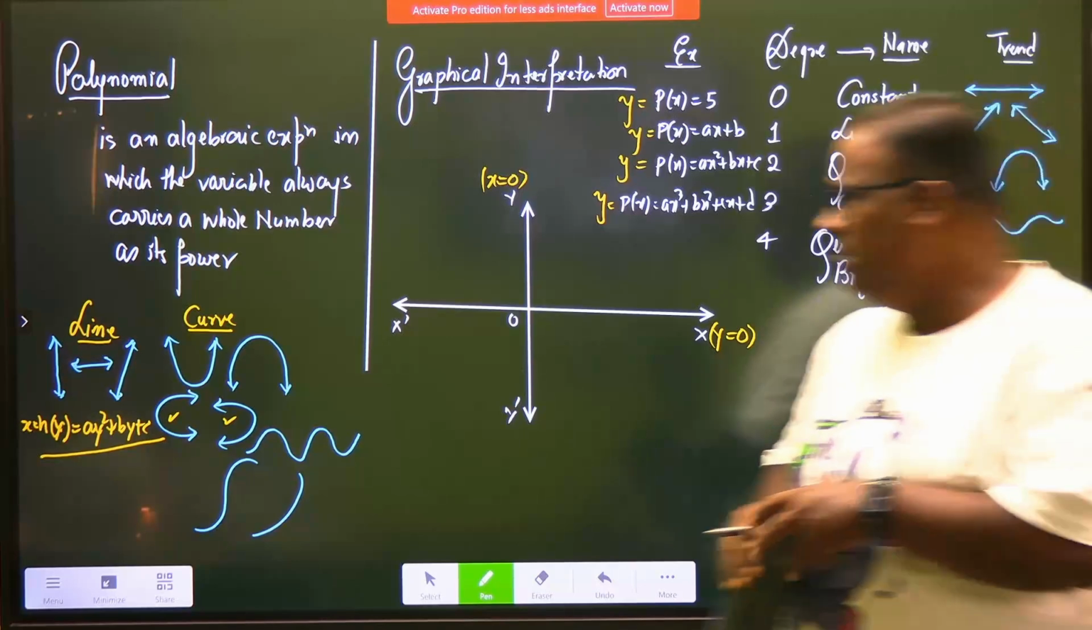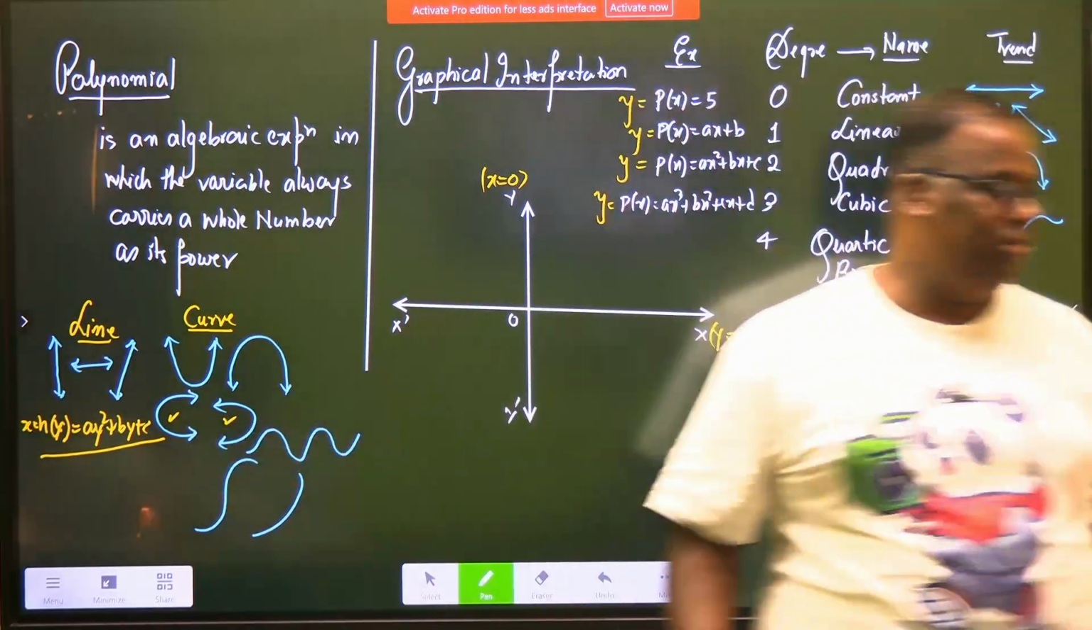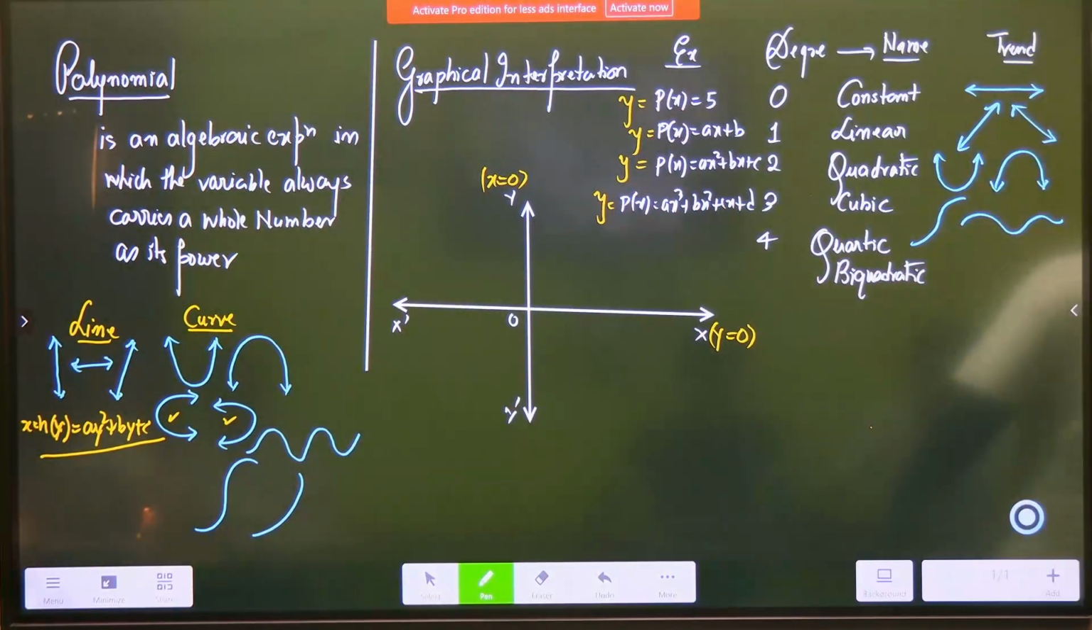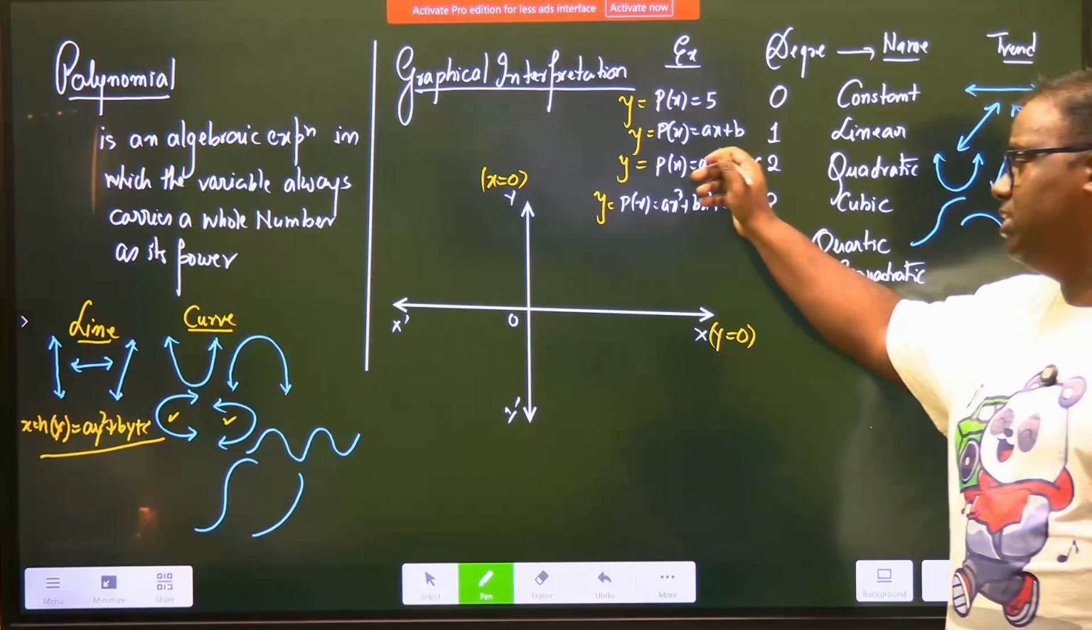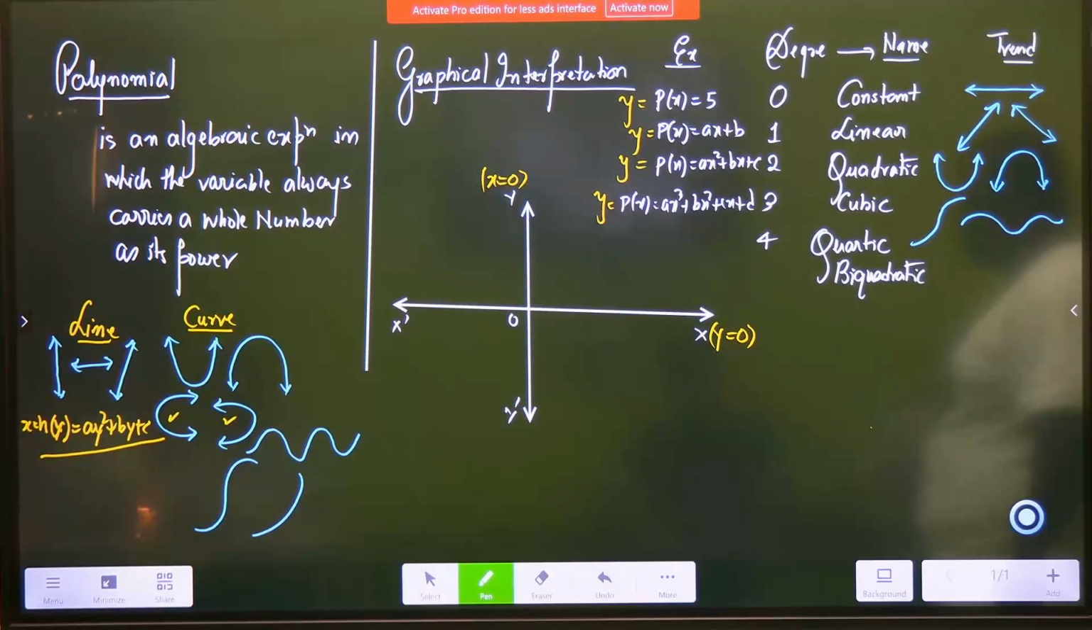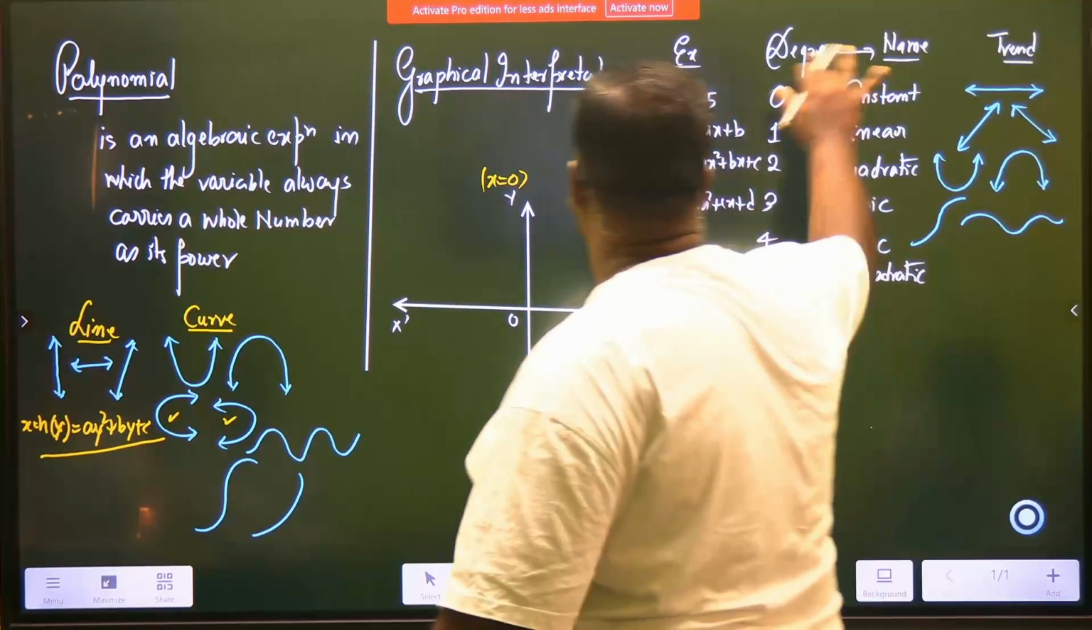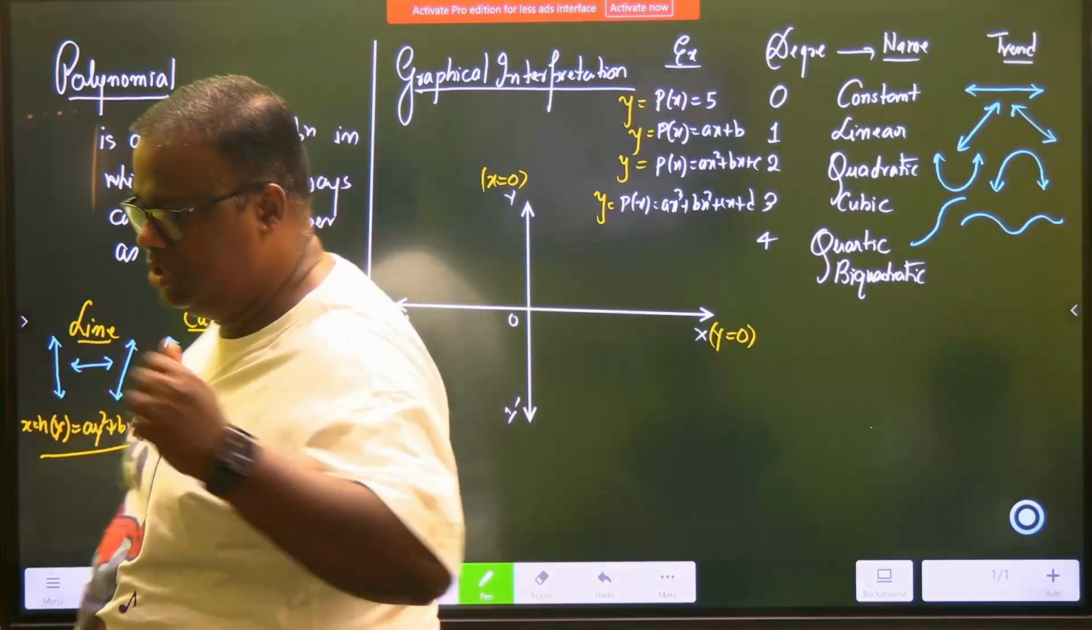If you want to have interest on these, then these are parabolas which are functions of y. These are functions of x. Clear? Okay. Let's now take the constant polynomial.